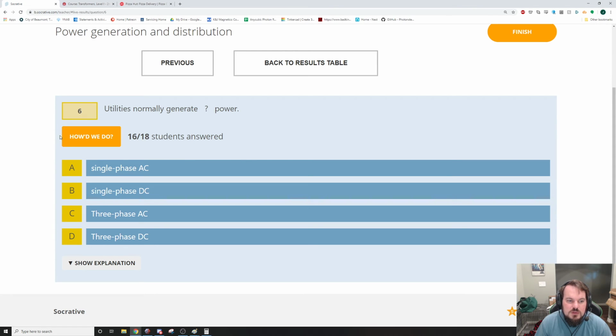And then finally, utilities normally generate three-phase AC power. That's because it's easier to generate it at three-phase and then convert it to single-phase than it is to generate it at single-phase and convert it to three-phase. Even though there's fewer people using three-phase power, usually those are some of your larger loads, and it's just easier to go three-phase and then split phases off to bring to your single-phase loads.